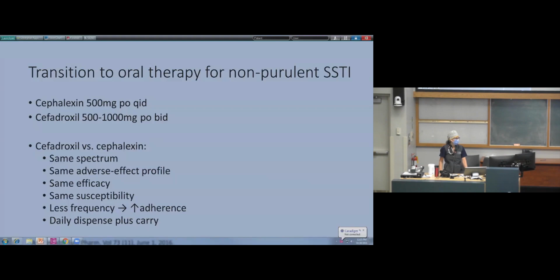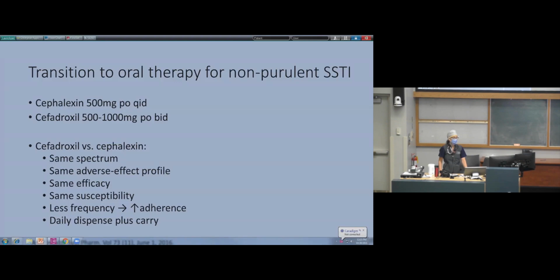Otherwise, if we're comparing cefadroxil and cefalexin, they have the same spectrum of activity, the same side effect profile, the same efficacy, the same susceptibilities. And it's really just that cefadroxil is given BID, so less frequently, which we hope enhances adherence.